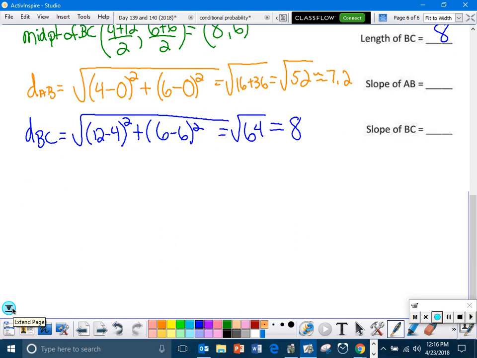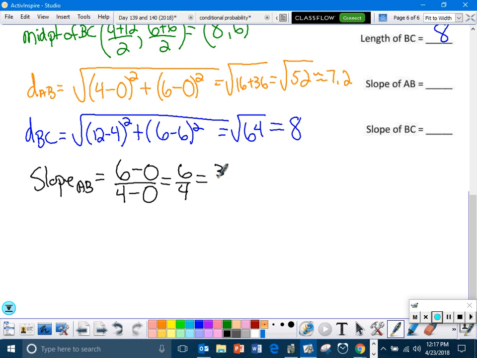All right, now the slope. The slope of AB. Okay, so the y2 value is 6 minus the y1 value divided by the x2 value minus the x1 value. So that would be 6 over 4. Reduces to 3 over 2. I'd like you to leave that as a fraction. Because remember, slope is rise over run.